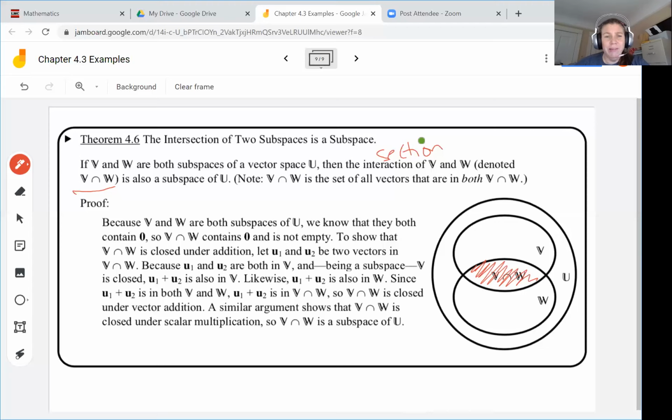So in this week's discussion, you will be working on examining subspaces and checking sets to see if they are subspaces.